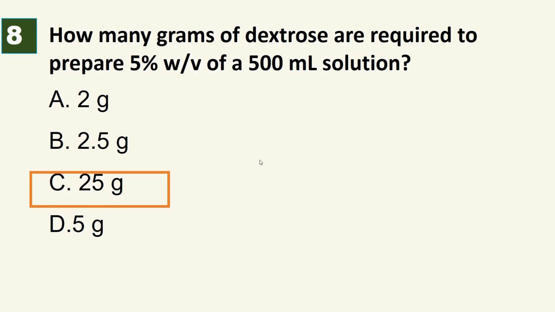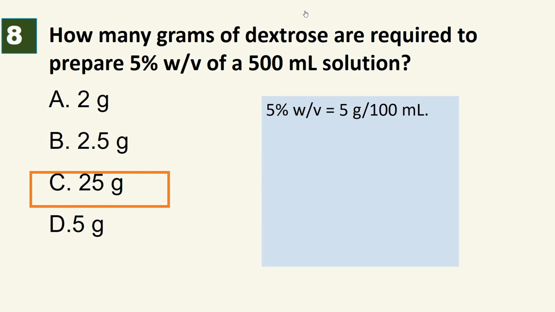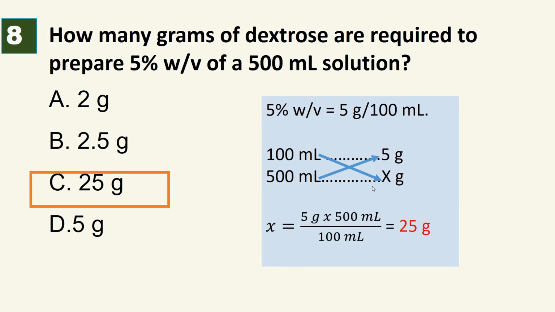Now you can solve this: 5% again means 5 grams in 100 mL. So now you have 100 mL has 5 grams. So 500 mL, how many grams? Simply cross multiply by pointing the arrow. The mLs cancel, and then 5 times 5 gives you 25 grams, which is very similar but done the opposite way from the previous question.